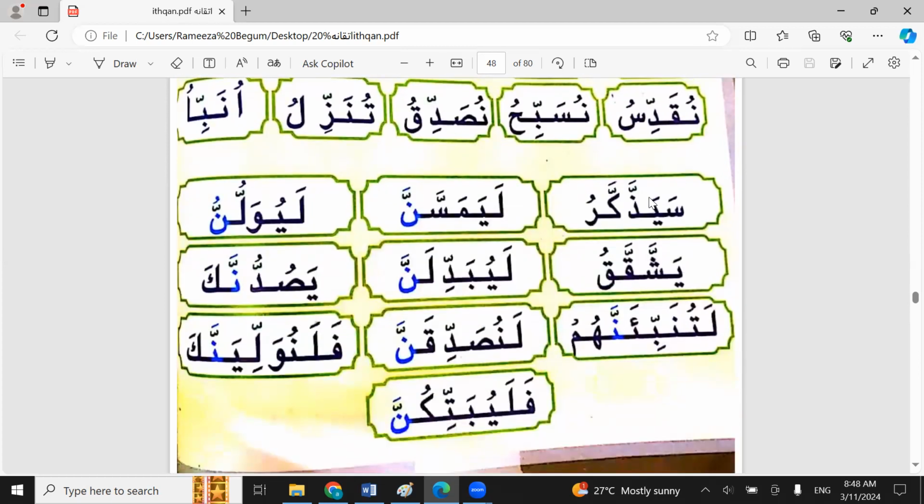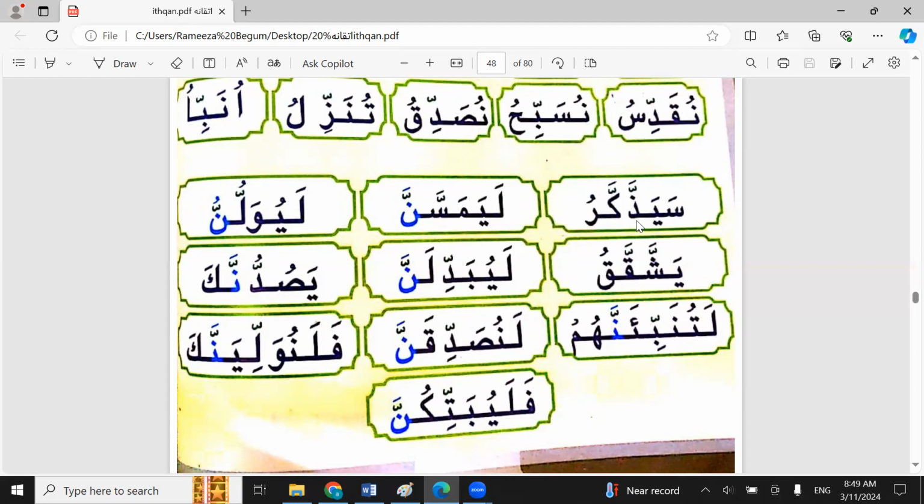Same way we have the 5-letter and 6-letter words here. Nothing but we have to read the letters individually. Then if there is a shadda, we have to join them. No matter how many letters the word has, we can just join one letter, two letters, and then we can read it. Just spell it and read it.